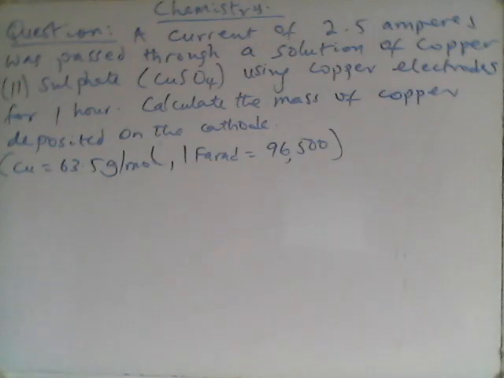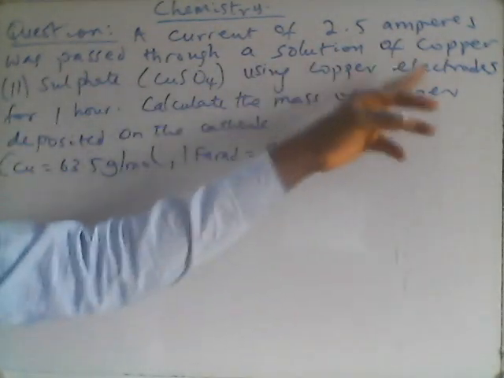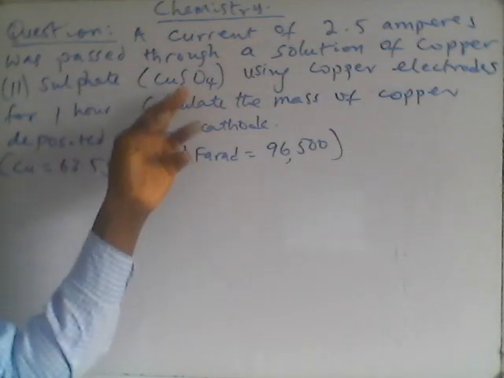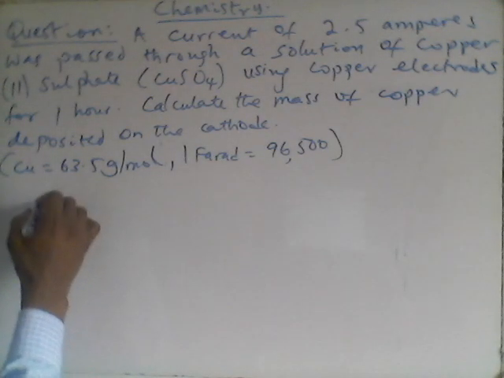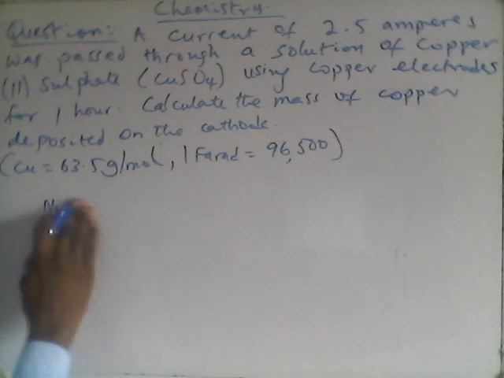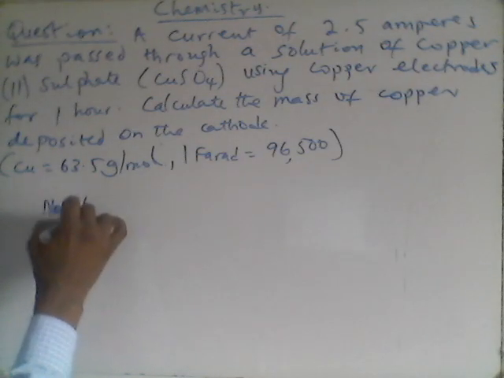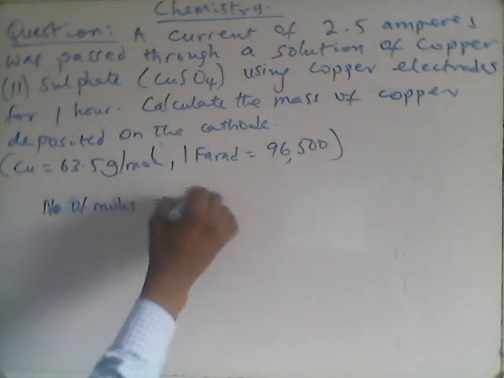Okay, so I have on the board a practical question that we'll look at. It says a current of 2.5 amperes was passed through a solution of copper(II) sulfate, this is the chemical compound, using copper electrodes for 1 hour. Calculate the mass of copper deposited on the electrode. So we said that the number of moles, or mass, is directly proportional to the quantity of electricity.